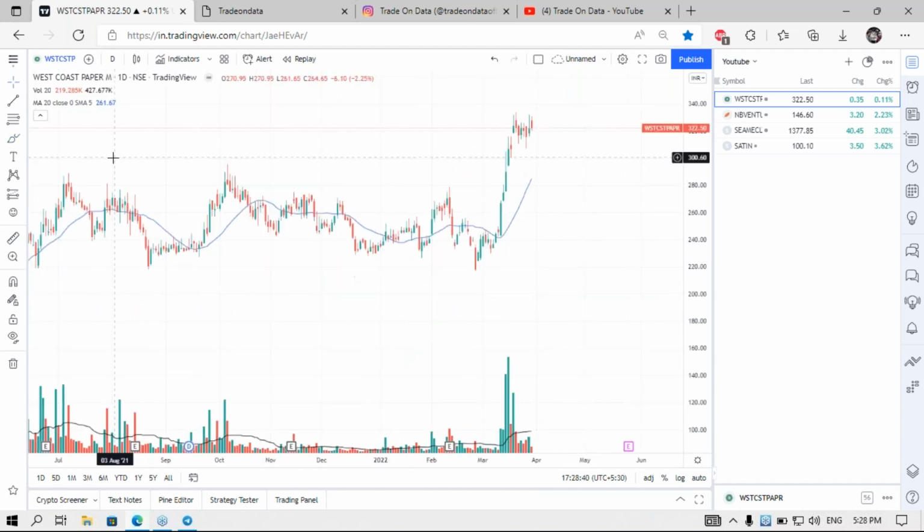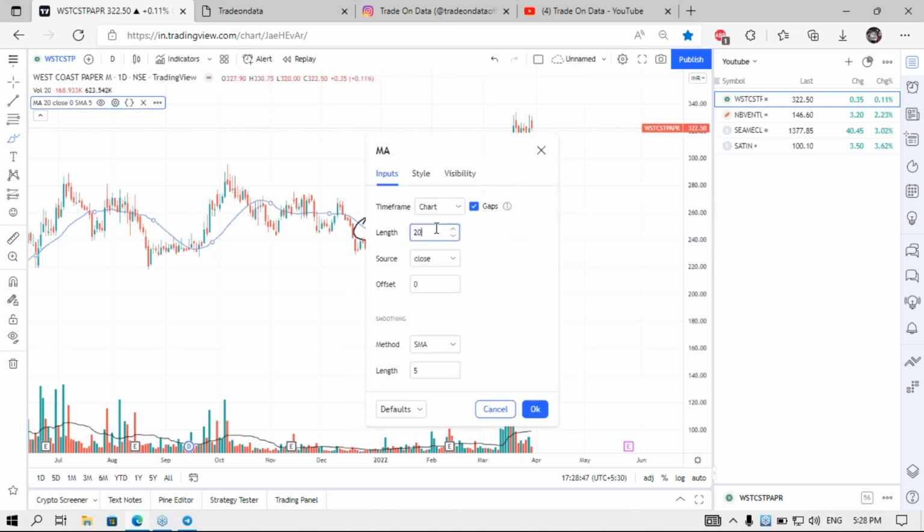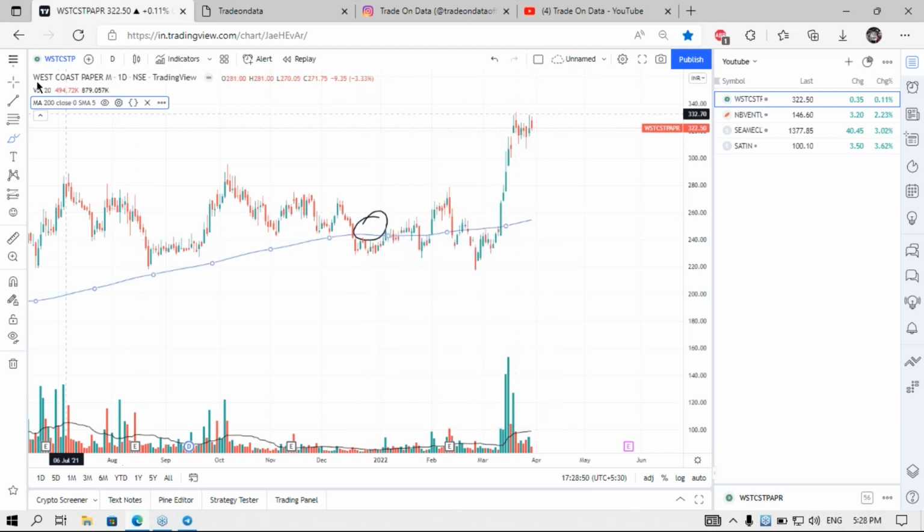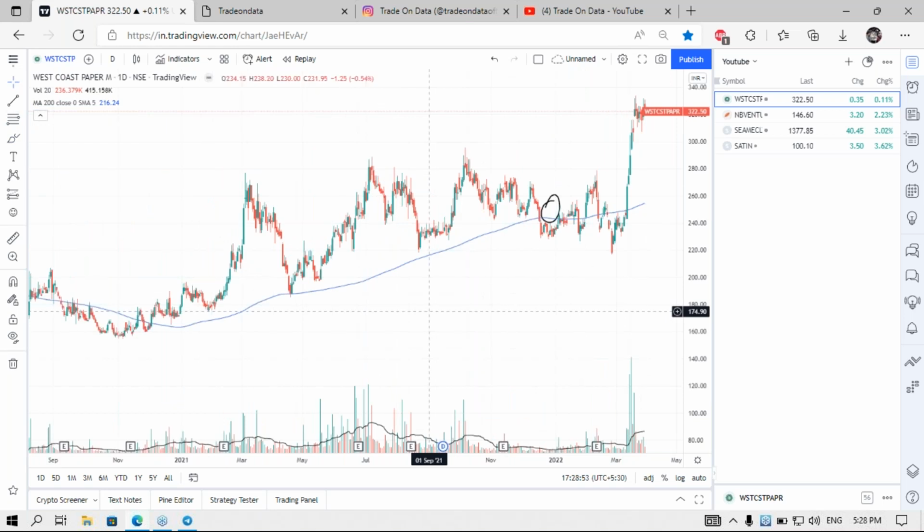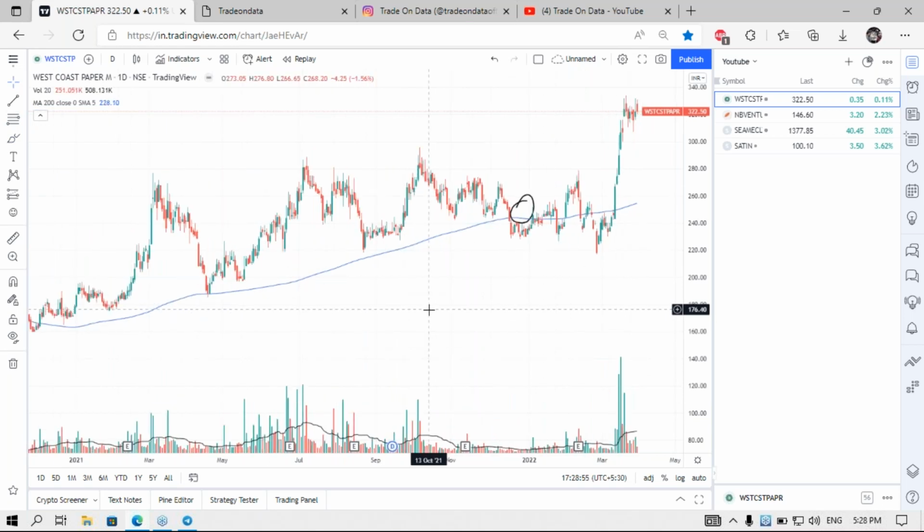So let's look over here. This particular blue line is your 20 moving average, right? Now suppose we modify this value to 200. This particular blue line becomes the 200 moving average. So basically the mostly used moving average lines are 10, 20, 50, 100 and 200.